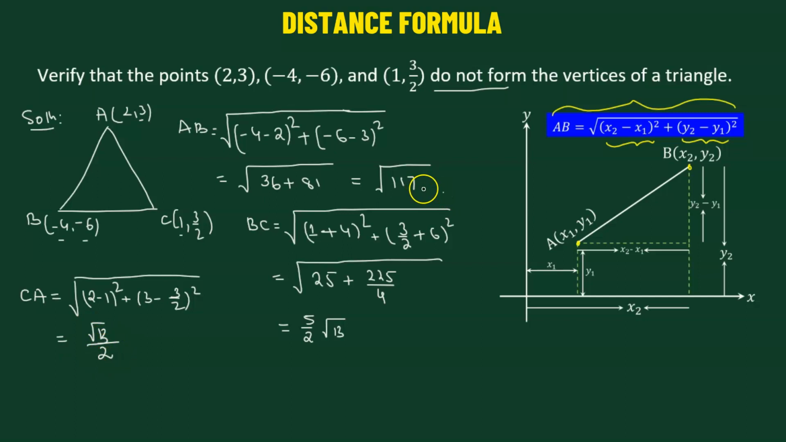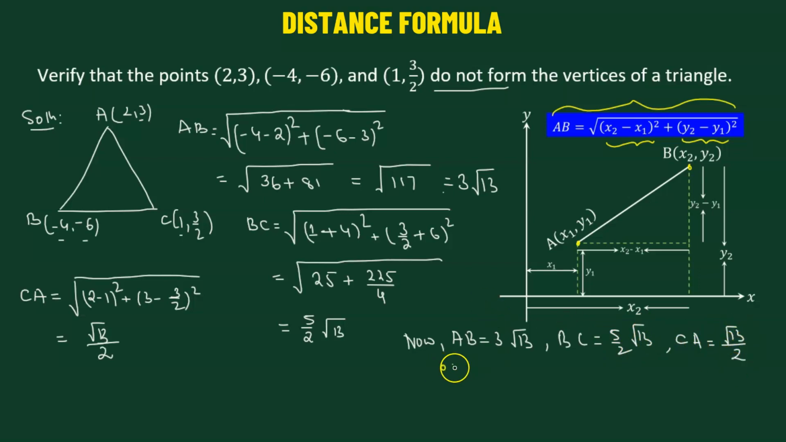Now, square root of 117 can also be simplified to get 3 times square root of 13. Now here, let's write down all the values. So we have found out that AB is 3 times square root of 13. So these are the values that we have obtained. BC, that's going to be 5/2 times square root of 13. And then we have CA, so CA is equals to square root of 13/2.